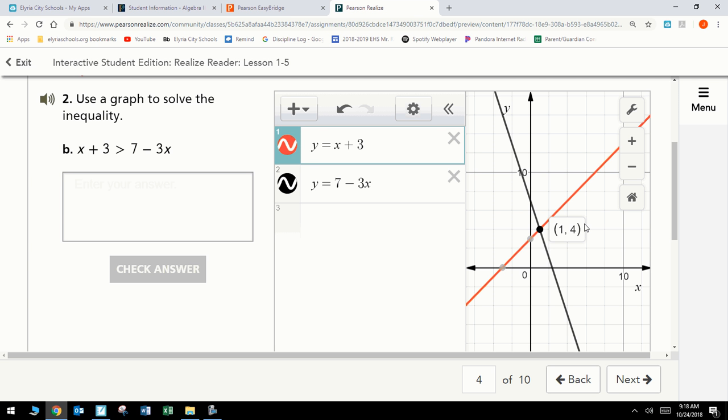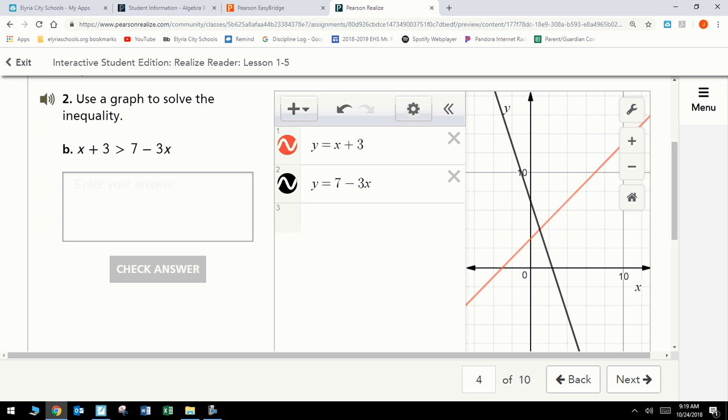No, you're right. They intersect at that point (1, 4). So before 1, so ignoring this side of the graph, before 1, which graph is above the other? The black graph or the orange graph? I mean the black, my bad. The black one is, right? It has higher y values than this one does. So before 1, 7 minus 3x is greater than x plus 3, which I don't want, right? I want the orange one to be greater than the black one.